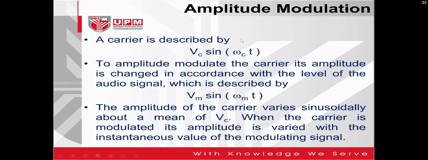Okay, now is amplitude modulation. To amplitude modulate the carrier, its amplitude is changed according to the level of the audio signal. So this is your audio signal, Vm. Normally, m means the modulating signal, with omega m as the frequency of the modulating signal. So this is the amplitude of the modulating signal and the frequency of the modulating signal. The amplitude of the carrier varies sinusoidally about a mean of VC. So VC is the amplitude. Remember, we change the amplitude of the carrier. When the carrier is modulated, its amplitude is varied with the value of the modulating signal.